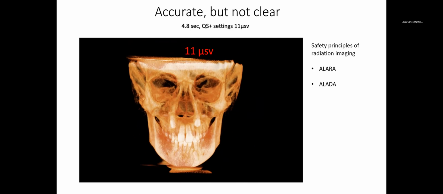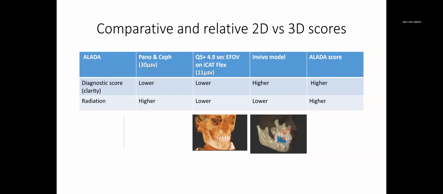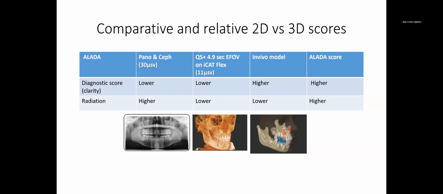risks? And so there is a rule called ALARA, which stands for as low as reasonably achievable. More important than that is the new principle of ALADA, which stands for as low as diagnostically achievable. So we have this little table which just shows the comparative and relative values of 2D, say pan-ceph, versus 3D, a low dose CBCT.